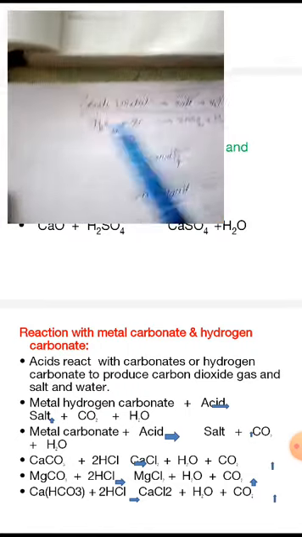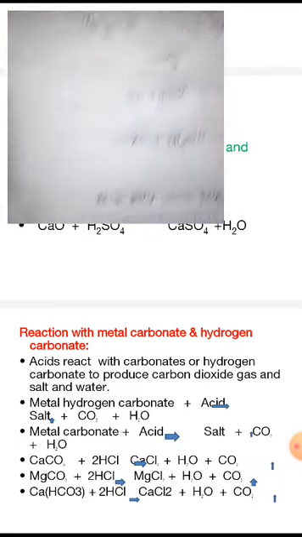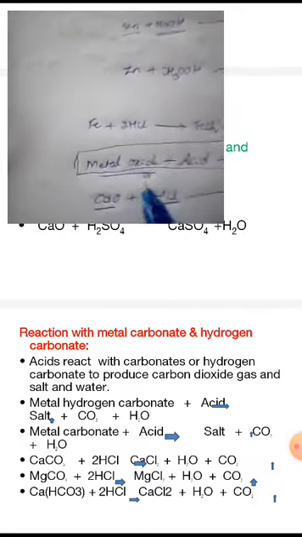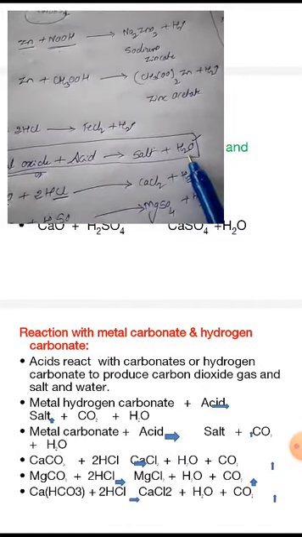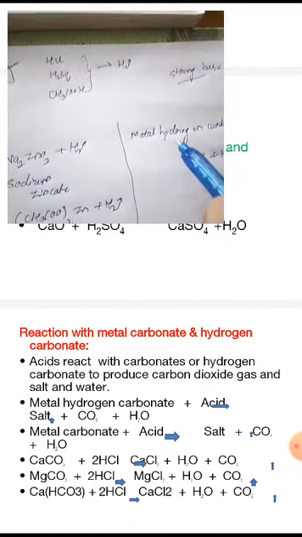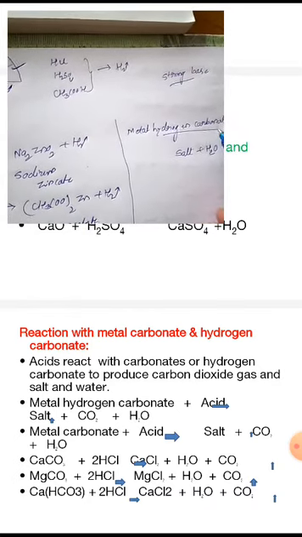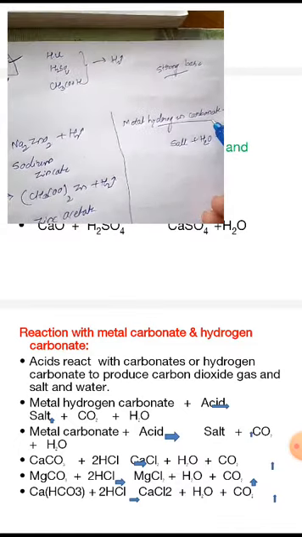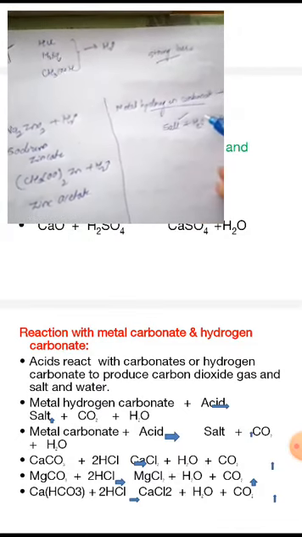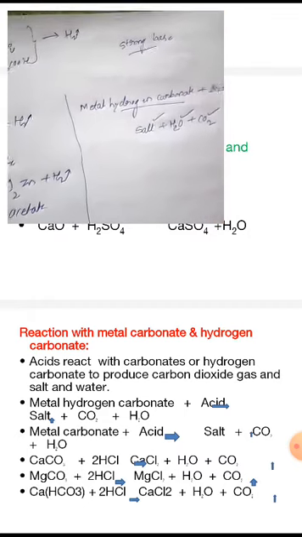Compare with this one. Here only metal and acid are there. It produces salt and hydrogen gas. In the second case, metal oxide is there. Extra oxygen is there. This oxygen combines with hydrogen, it produces water. In this case, metal hydrogen carbonate is there. Metal carbonate or metal hydrogen carbonate is there. So it produces salt, water, and one more compound, carbon dioxide.